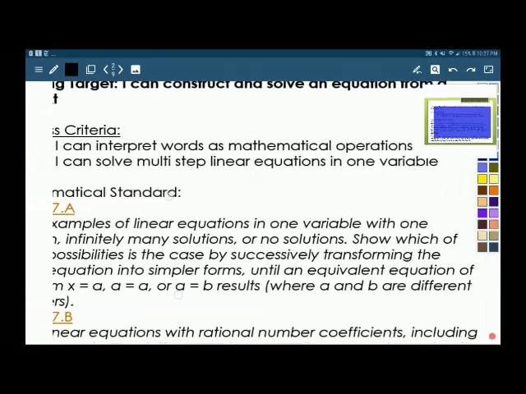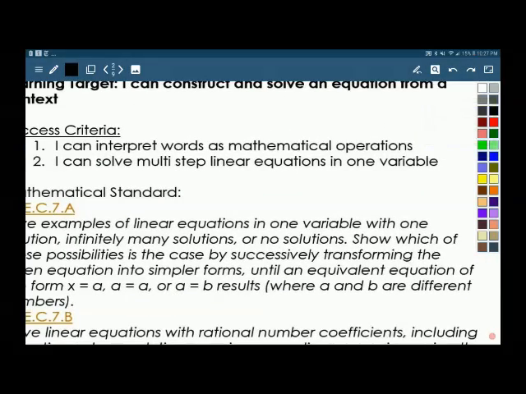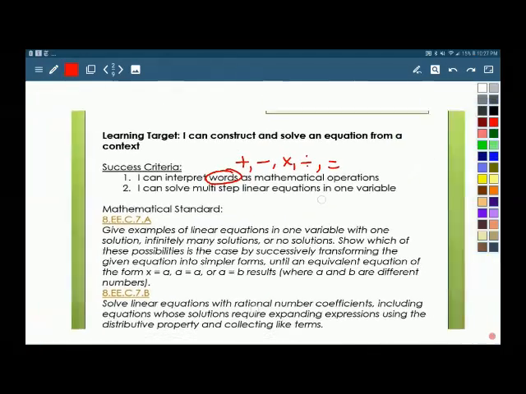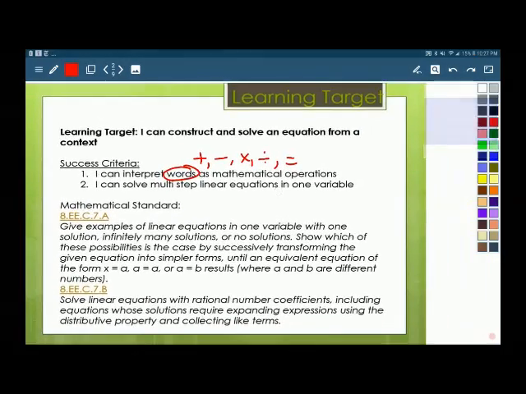To be successful today, we're going to be able to interpret words as mathematical operations. So I want you to be looking for addition, subtraction, multiplication, division, the equal sign, all that good stuff as interpretation from words. We're going to be able to put those words into math language, creating equations that we can solve multi-step linear equations for, and we've been practicing doing that these past couple weeks.